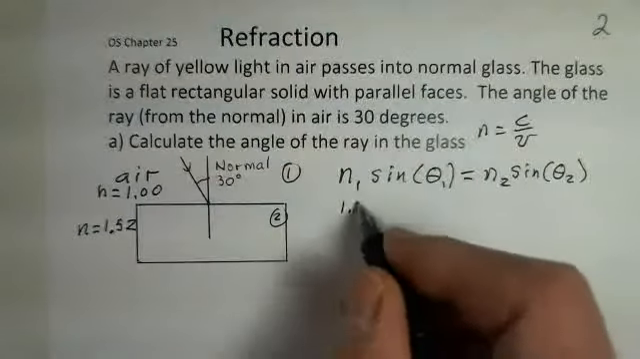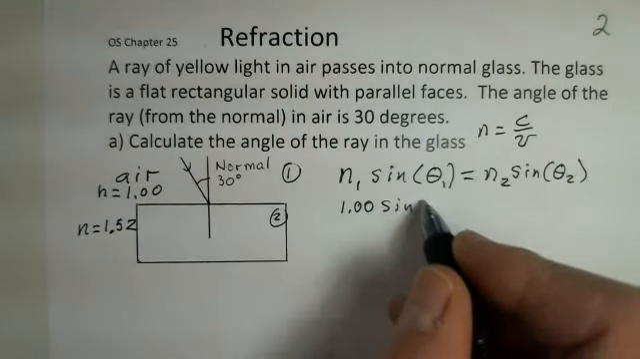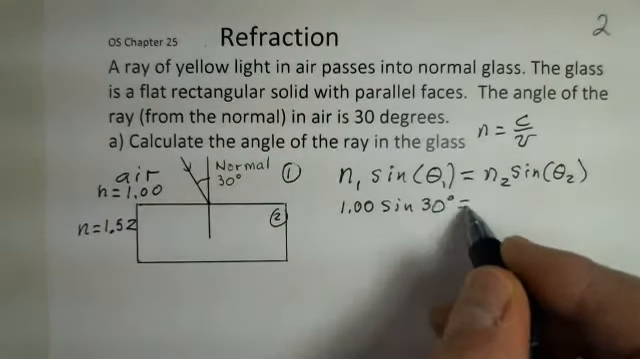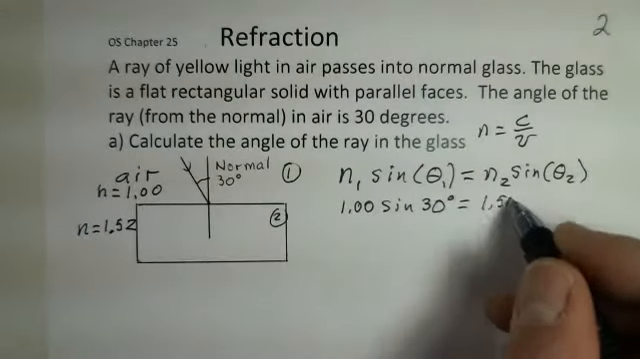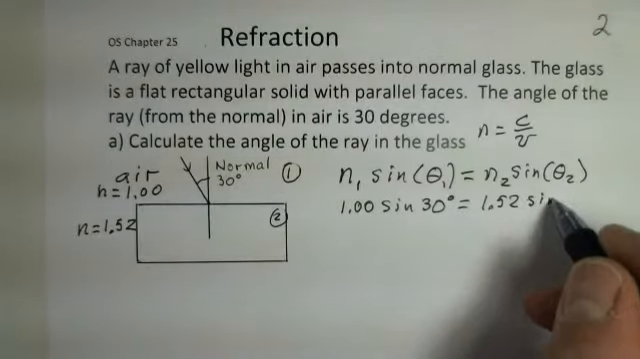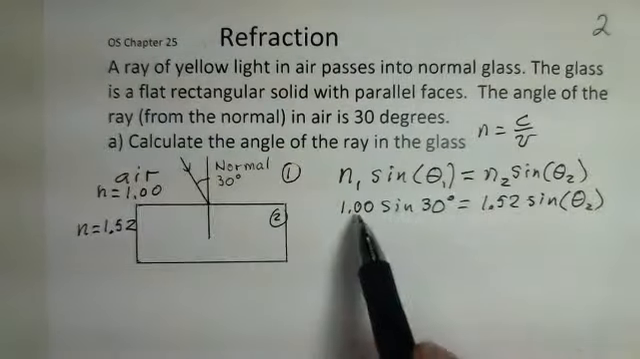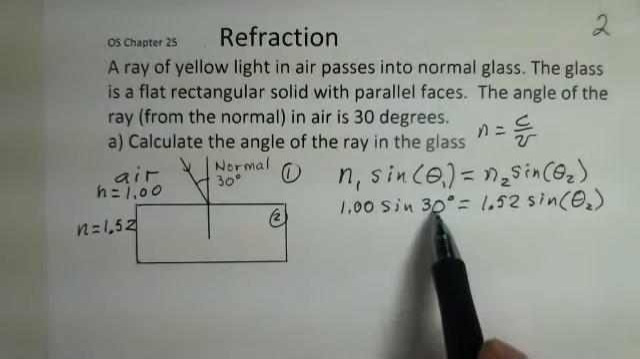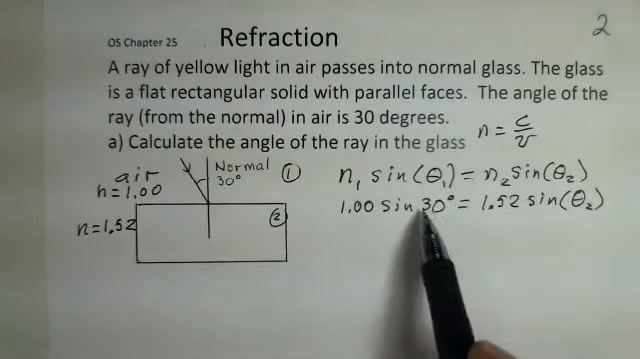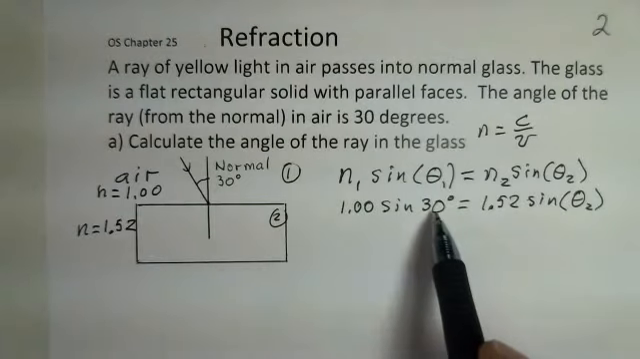So 1.00 for n, sine of 30 degrees, 1.52 for the index of refraction of glass, and we're going to find theta 2. So your first step, multiply 1, use your calculator to find sine of 30 degrees. Hopefully you get 0.5. You'll be in degree mode. Watch that you're not in radian mode.